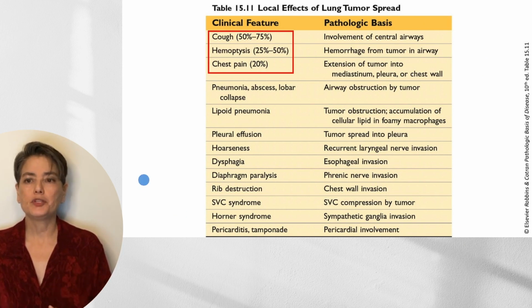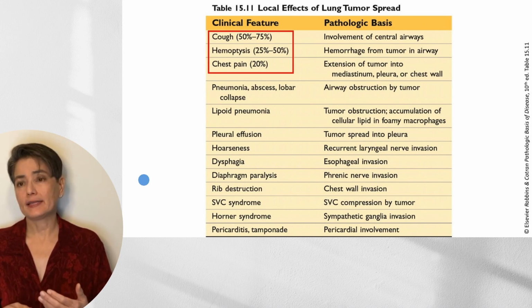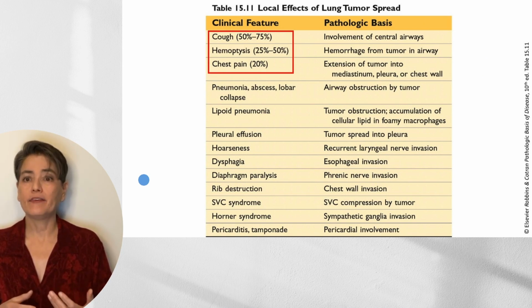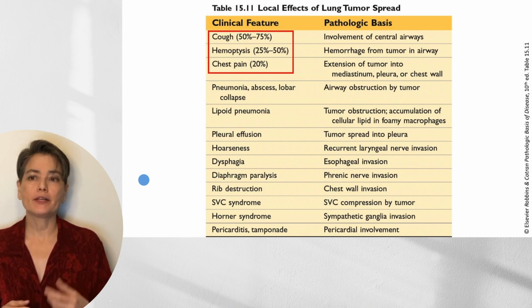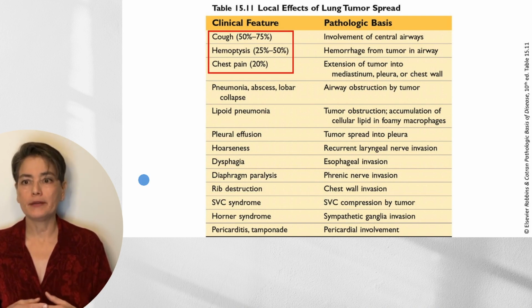So the cough will be due to involvement and obstruction of central airways that can lead to distal atelectasis and infection, leading to our cough. Hemoptysis can be from hemorrhage from that tumor eroding into a blood vessel. We can get chest pain because of the extension of the tumor into a variety of surrounding structures.